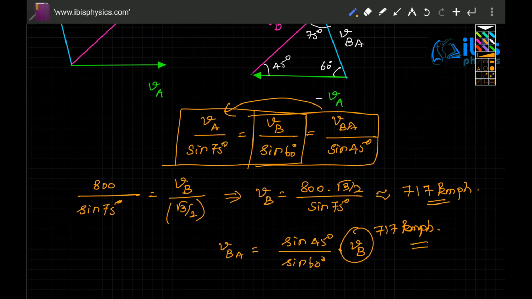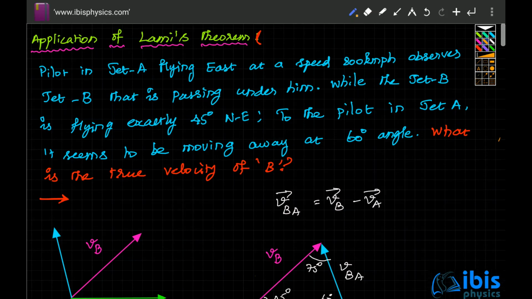I hope this example would help you to apply this in ways that you have not done previously. In most relative velocity concepts, if you use Lami's theorem, that is of great use. In fact, you can avoid so many confusions.